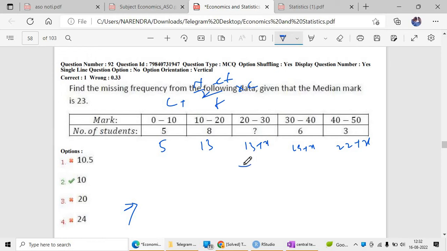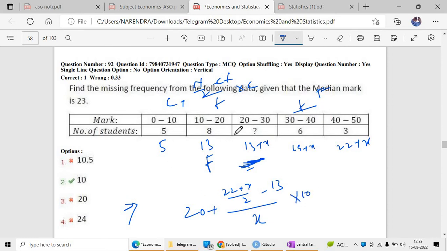So this will be the median class. So this will be the capital F. When we draw the line, this will be the capital F, this will be the small f. L is 20. So we substitute the values. L plus (22 plus x)/2 minus capital F, which is 13, divided by small f, which is x, times c, which is 10. Otherwise we can substitute each value and calculate that also.